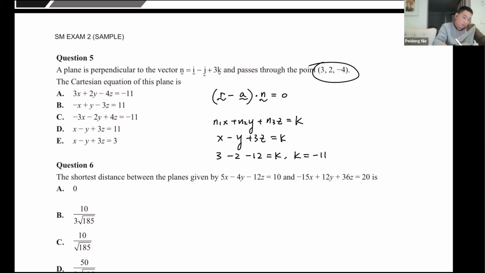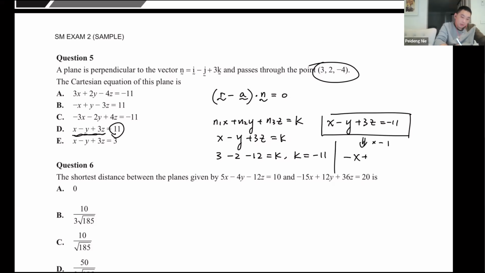So I'm going to get x minus y plus 3z equals minus 11, okay? And if I scan through all the options, even though we have these correct combinations of the normal components, this is not negative 11. So instead, I could multiply both sides by -1 to get minus x plus y minus 3z equals 11. So option B is actually the correct answer. Just need to multiply everything by -1 in your derived version, okay?